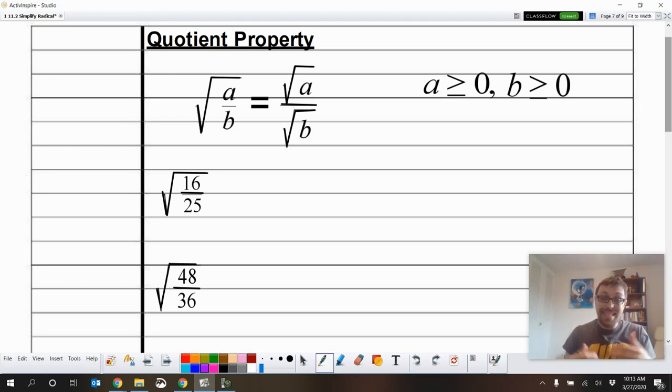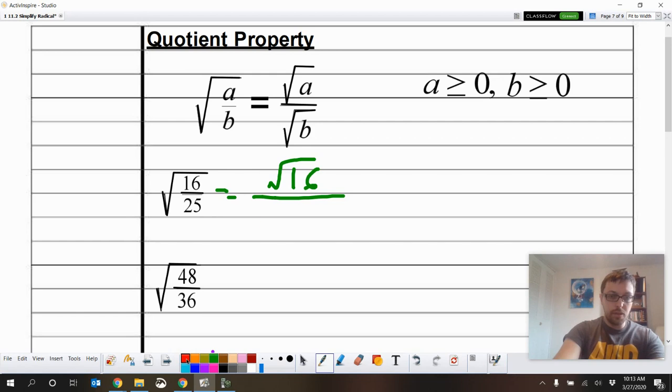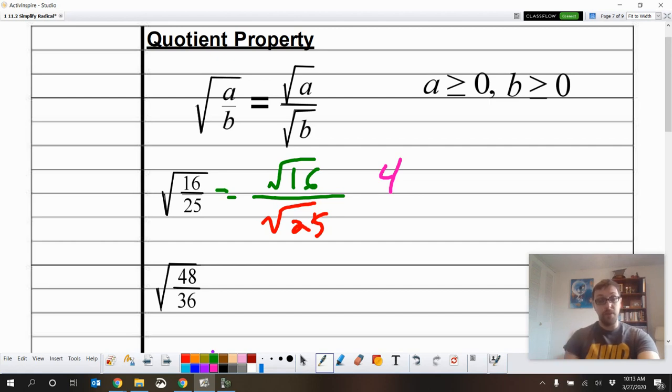We've got the square root of 16 over the square root of 25. Rather than making one big square root, we're going to break it into two separate ones. We can do the square root of 16 over the square root of 25, just breaking it up into two different problems like we did with multiplication. And that is easy peasy. Square root of 16 is 4, because 4 times 4 is 16. And the square root of 25 is 5. Done.